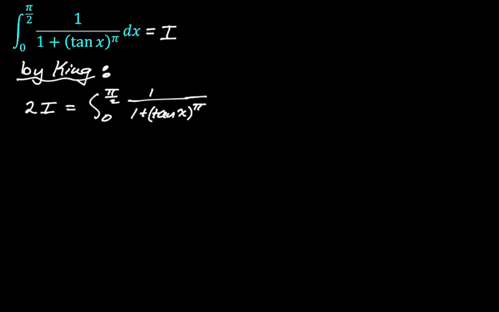So the integral from 0 to pi over 2 of 1 over 1 plus tan of x to the pi. Now, we need to make the substitution. So it's going to be a plus b minus x. So 0 plus pi over 2 minus x, so pi over 2 minus x. And every x that we see in our original integral becomes a pi over 2 minus x. So we get 1 over 1 plus the tangent of pi over 2 minus x to the pi.